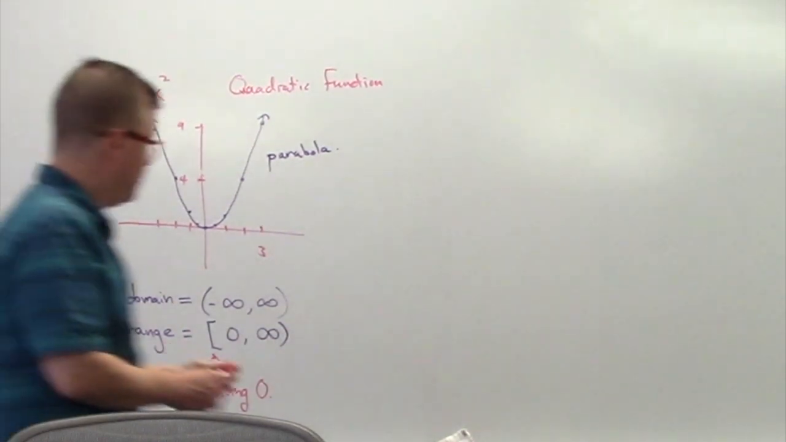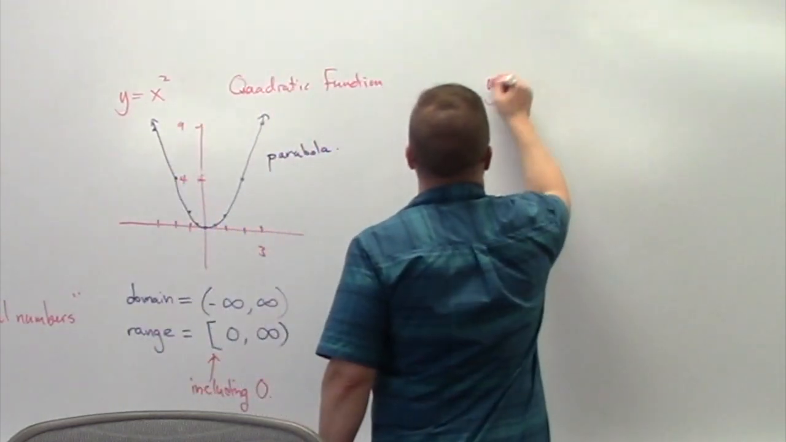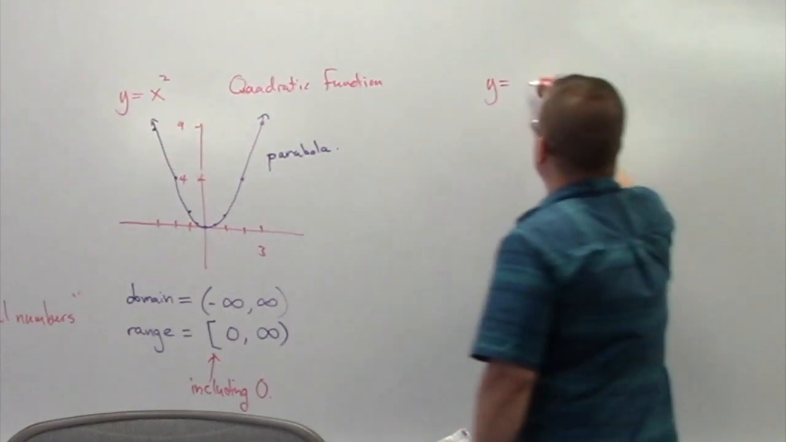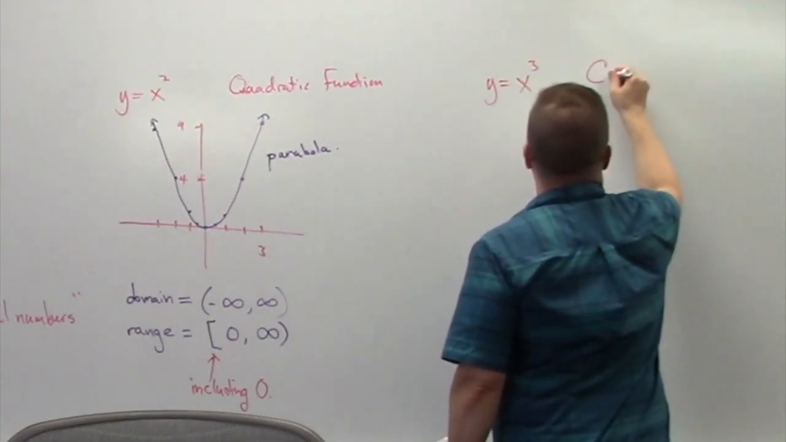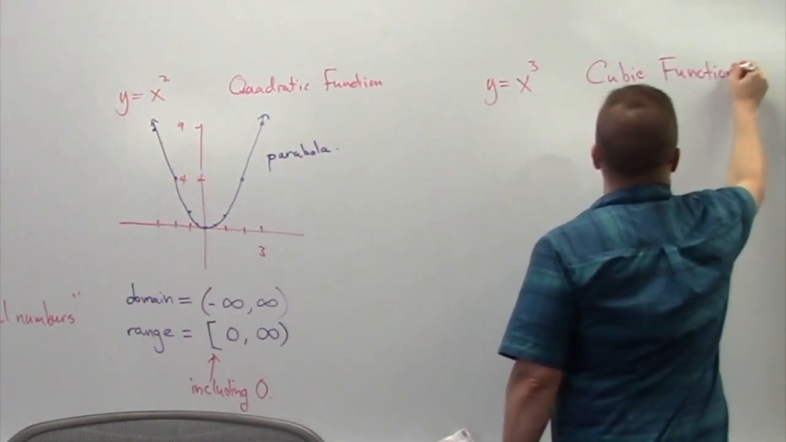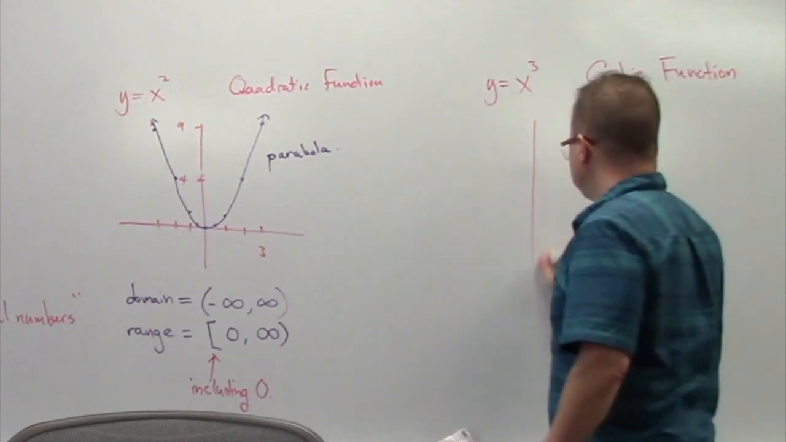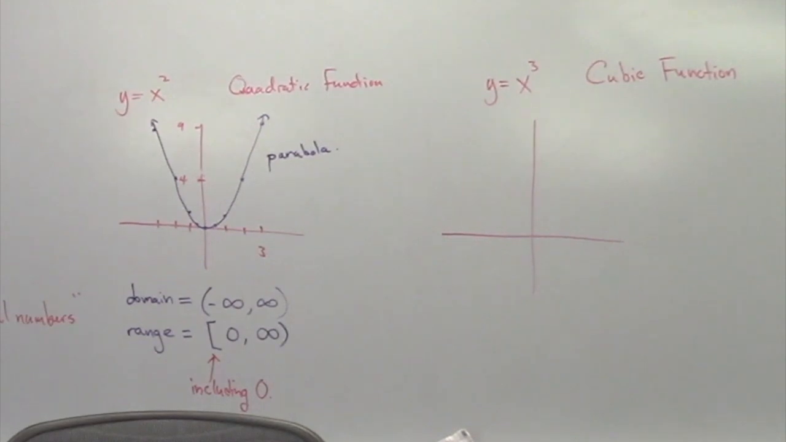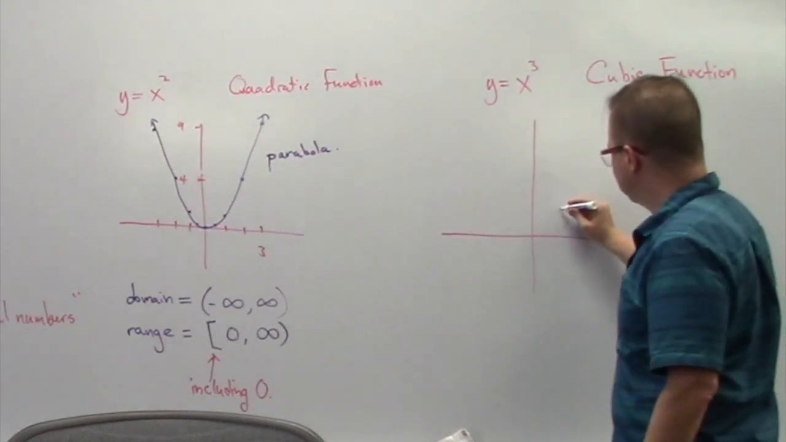What's the next one? Like 1 over x or x cubed or something like that. Yeah, x cubed. The cubic function. If ever you forget what I'm about to draw, just pick numbers and plug them in. 1 cubed is 1, so that's a point on the graph.